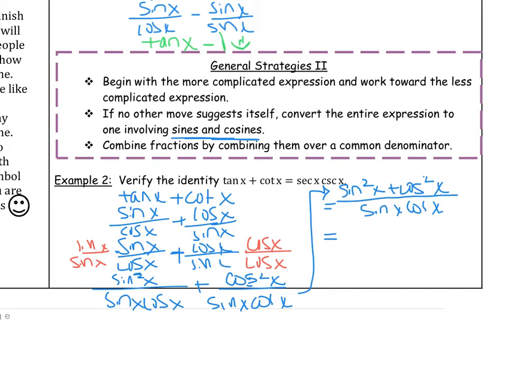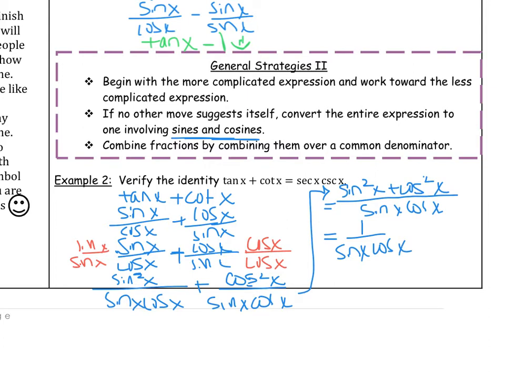Next up, I'm going to remember my Pythagorean trig identity, the very first one that we learned. Sine squared plus cosine squared equals 1, over sine of x times the cosine of x.